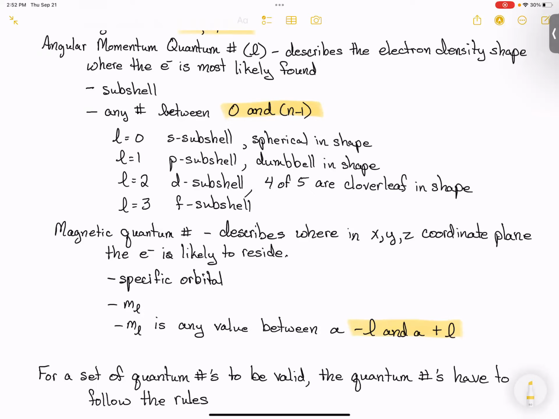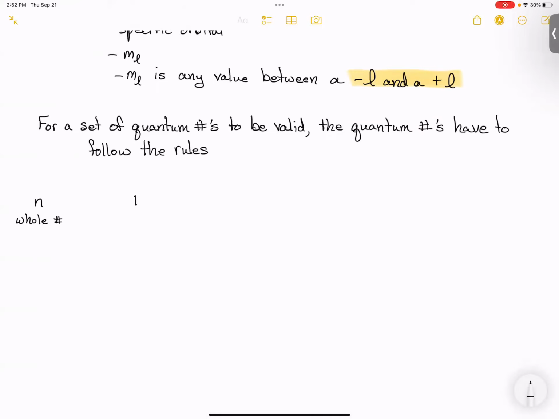So let's just begin with our first N value. Remember, N has to be a whole number. That's its rule. And we start with 1.